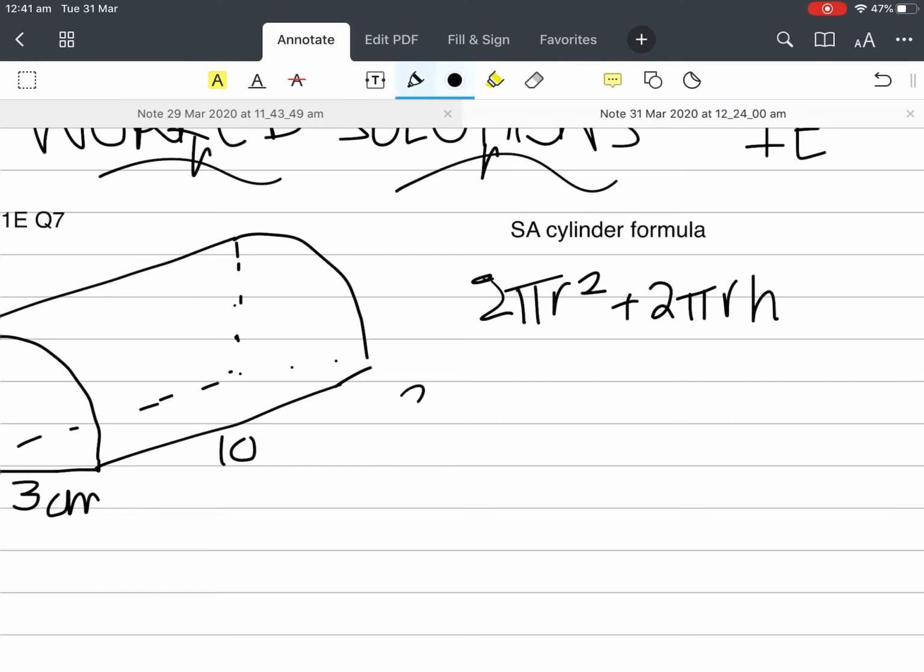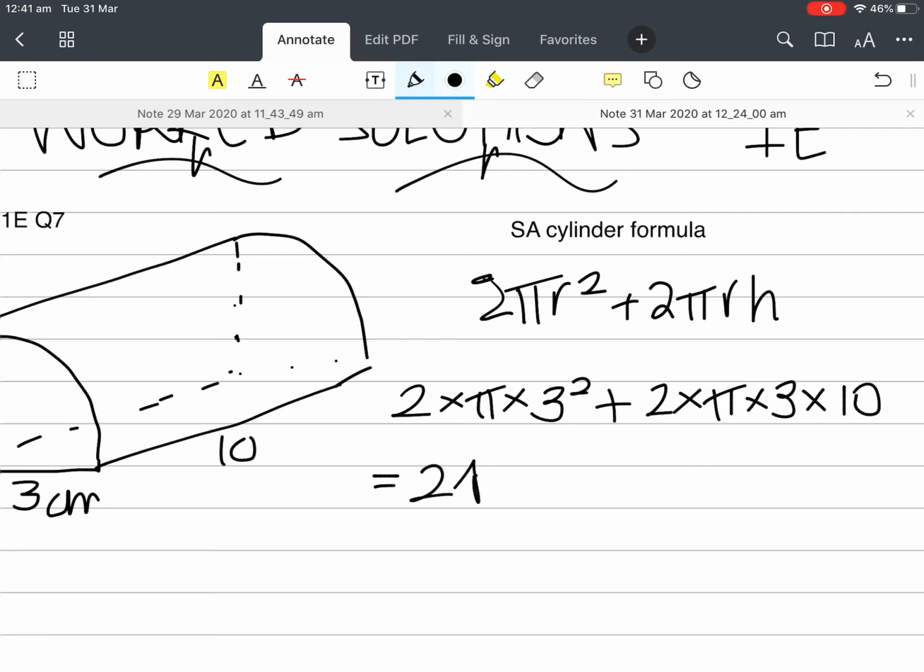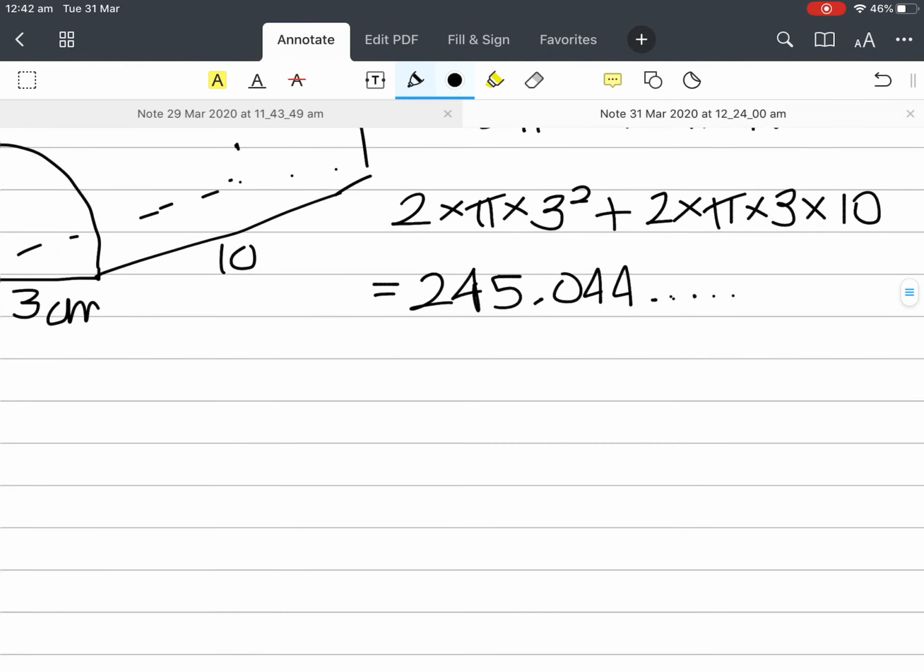2 times pi times the radius, which is 3, squared, plus 2 times pi times the radius times 10. Okay? And then I get the answer as if it's a full cylinder, surface area of something to this effect. Now, I keep the whole thing on my calculator, don't get rid of it.